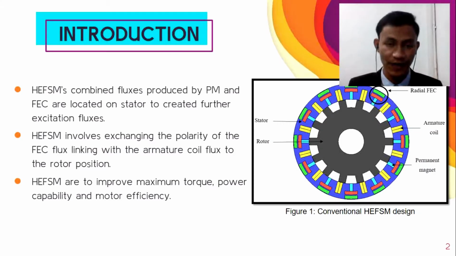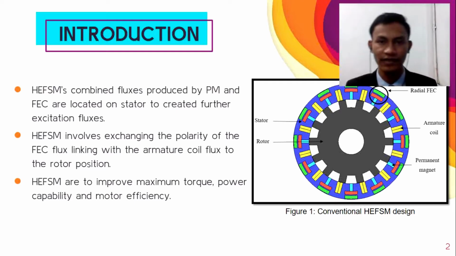For the introduction, in 1950, the FSM, which is the flux switching motor, was introduced in electric motors. FSM is divided into three types, which are permanent magnet flux switching motor, field excitation flux switching motor, and the last one is hybrid excitation flux switching motor. In HEFSM, we combine permanent magnet and FEC on the stator to produce flux.